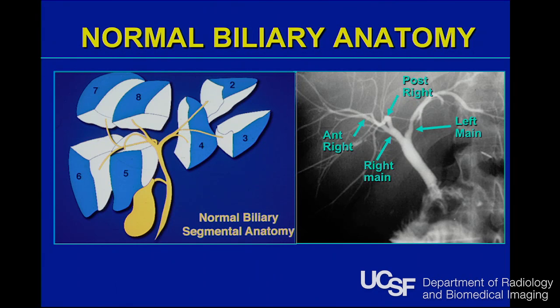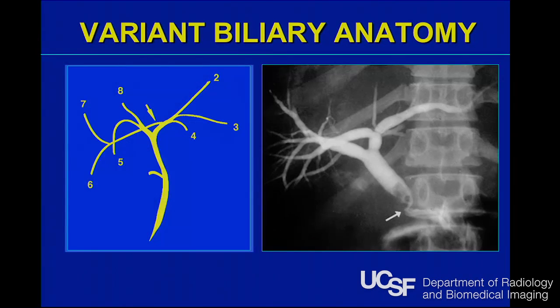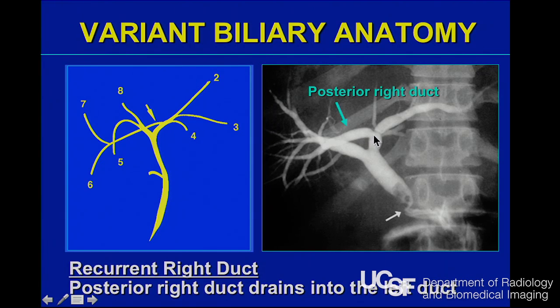8. One thing to consider when you're looking at the anatomy of the biliary tree is that there can be quite a bit of variability in the insertion point of the right posterior segmental ducts. That's the one that drains segments 6 and 7. This duct, in this particular image, is draining into the left hepatic duct. But where it can drain is pretty much anywhere along the right hepatic duct.